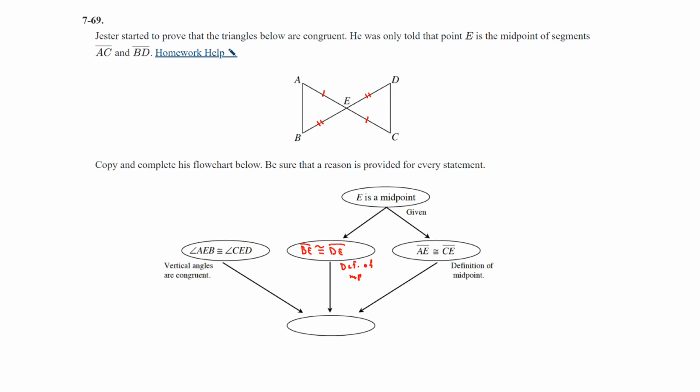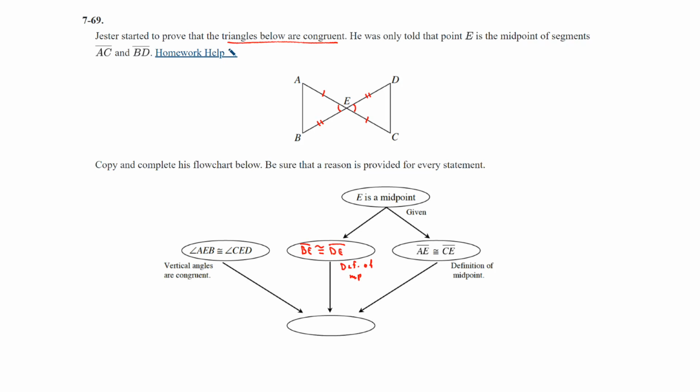And then we also have over here, it's already filled out for us, that the angle AEB is congruent to angle CED. And that says vertical angles are congruent. So AEB would be here, and CED would be here. And we know that because, once again, of vertical angles. And so all of those come together, trying to prove that the triangles are congruent.